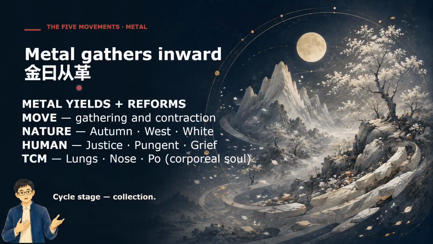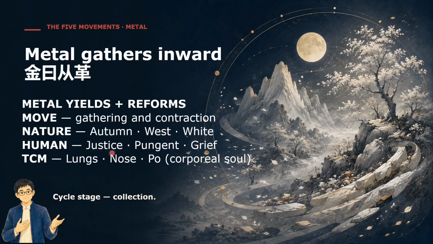Metal gathers and contracts. Metal can be hard and strong, but it can also be melted, shaped, or remolded. It represents gathering, consolidation, structure, and the ability to separate what is useful from what is no longer needed. Its movement is inward and contracting. It calls, clarifies, and brings things to completion. Metal in the natural cycle is collection and contraction. So it corresponds to the autumn, the west, the color white, and the virtue of righteousness or justice.